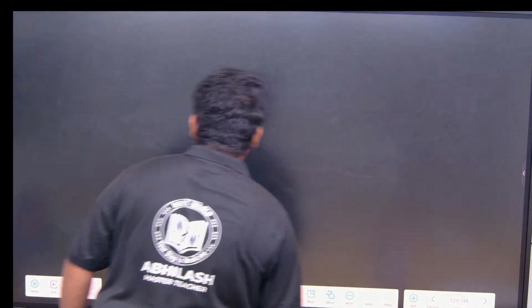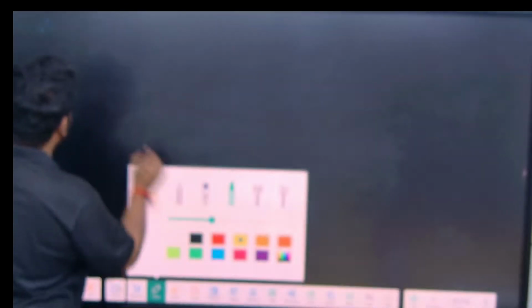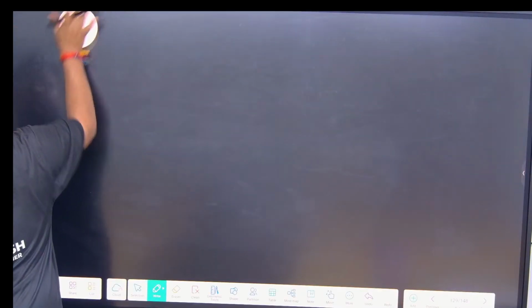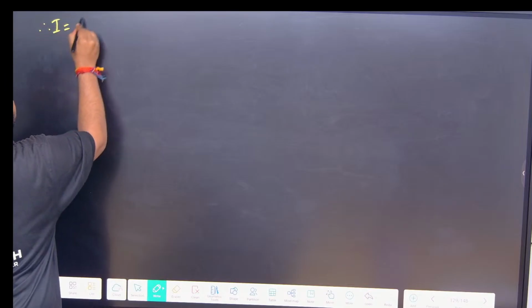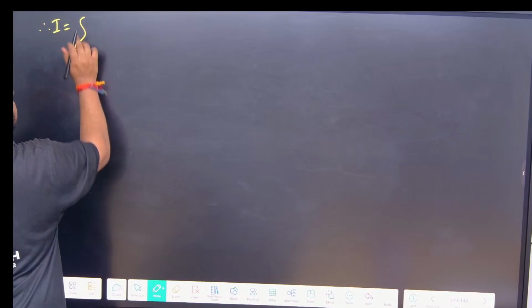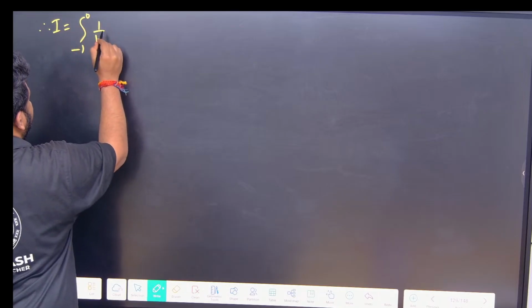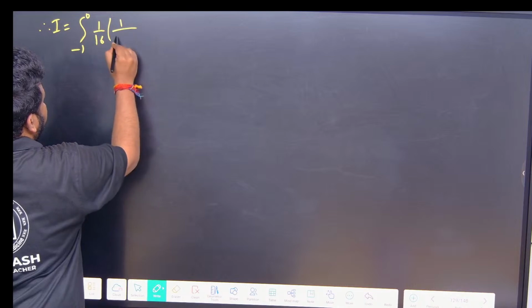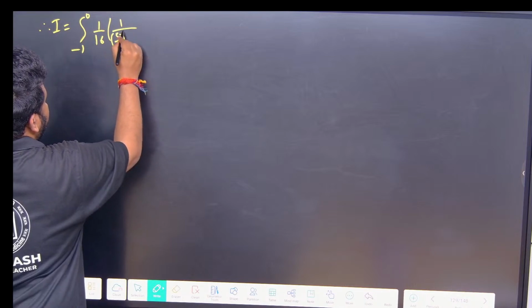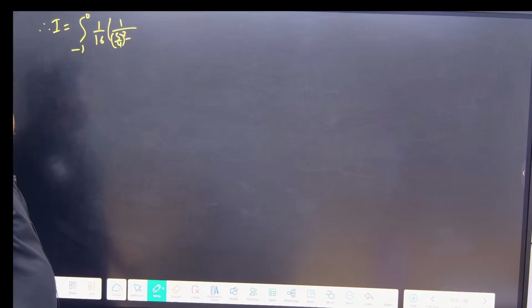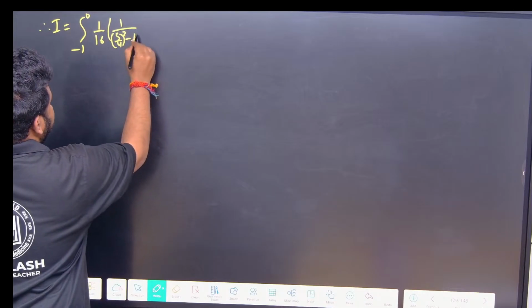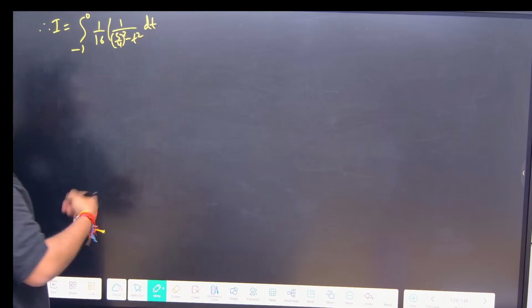So see here, what we are having? Therefore I is equal to, careful, the integral from minus 1 to 0 of 1 by 16, 1 by (5 by 4) whole square minus t square dt, since 25 by 16 is 5 by 4 whole square. Correct? So if I apply the formula, what will I get?